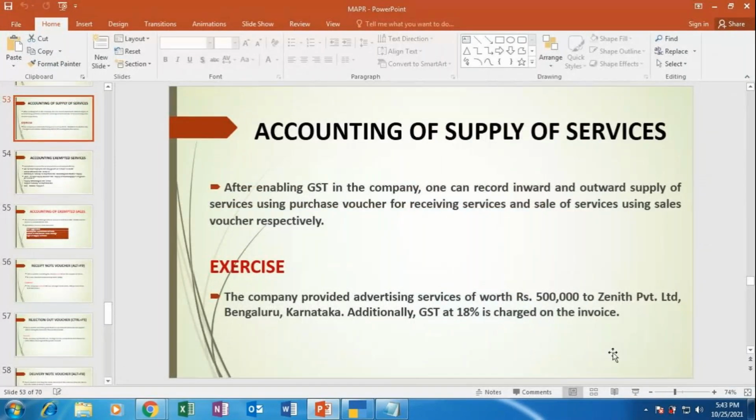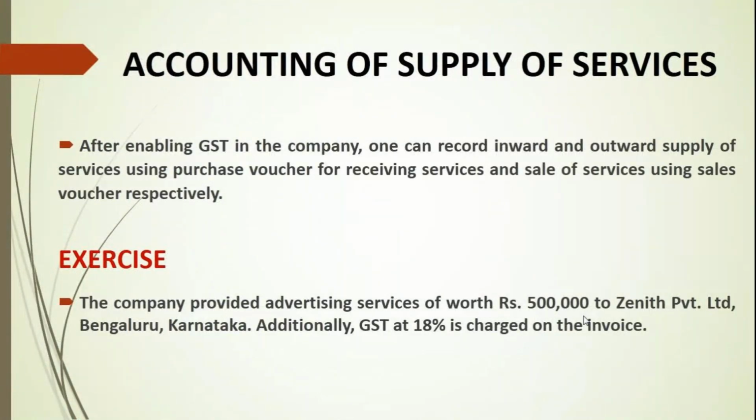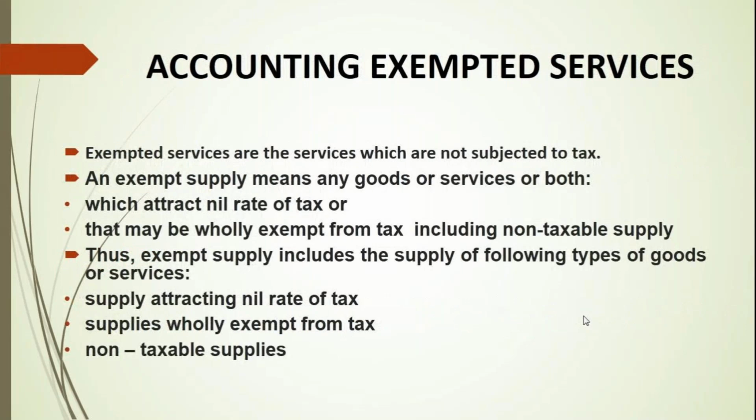Right. So coming to the accounting of supply of services, which we had done in the previous session: after enabling GST in the company, one can record the inward and the outward supply of services, using the purchase voucher for receiving services and the sales voucher for the sale of services. I told you that how we treat the vouchers for the goods, the same way we treat them for the services as well. In the same way, we had also passed the voucher for the same. Now we move on to accounting of exempted services.